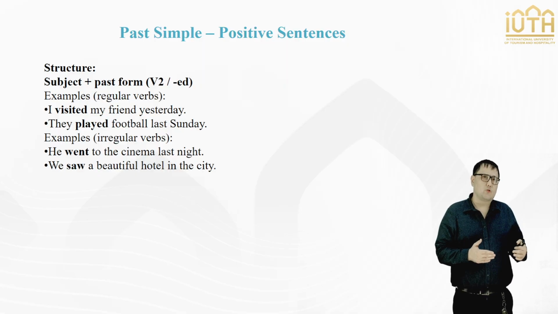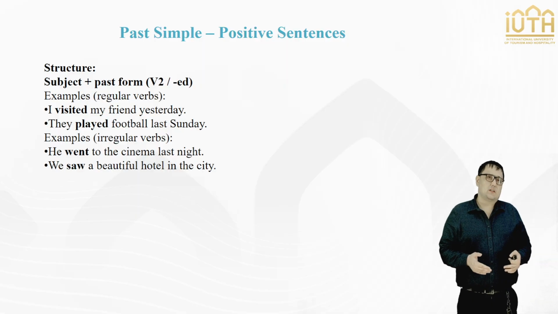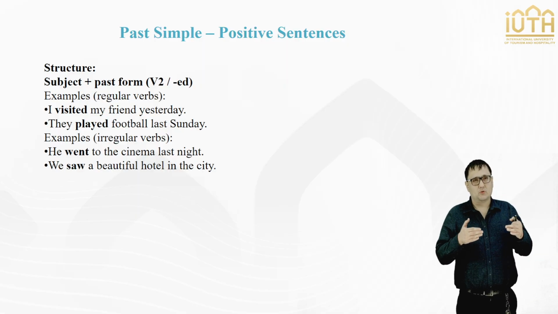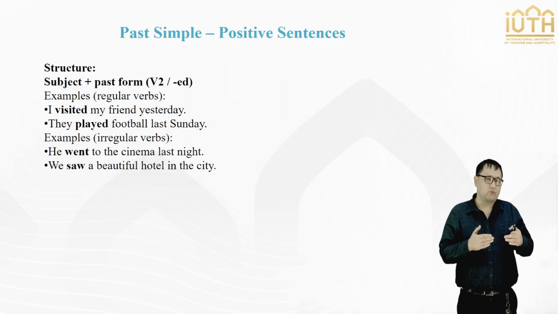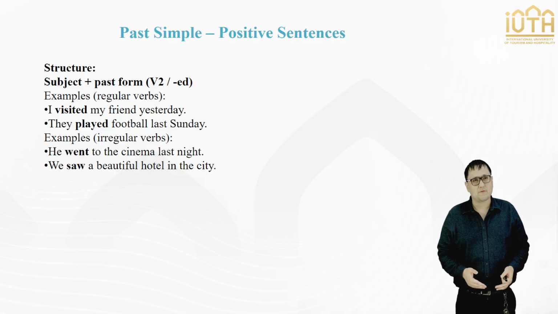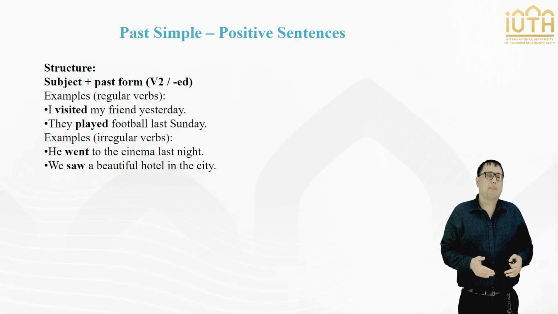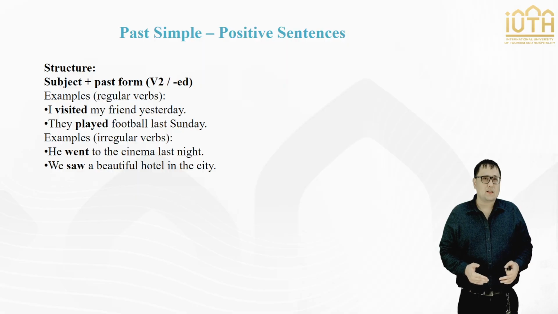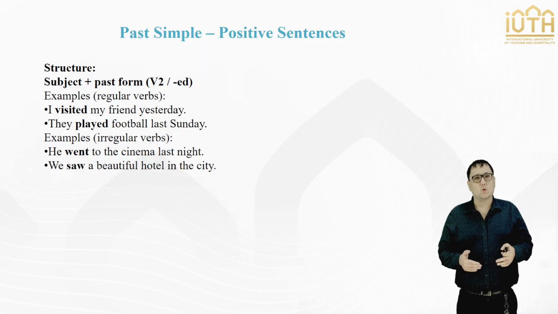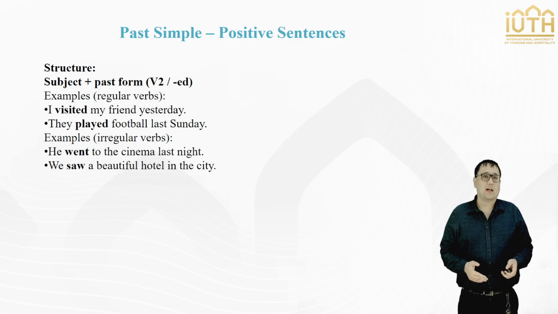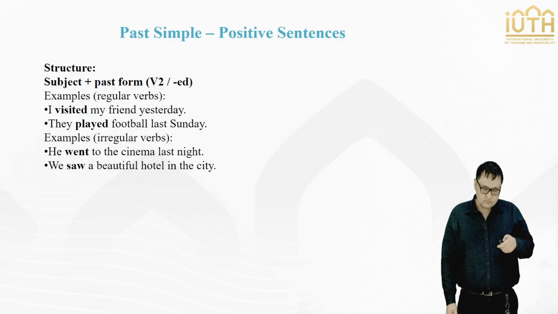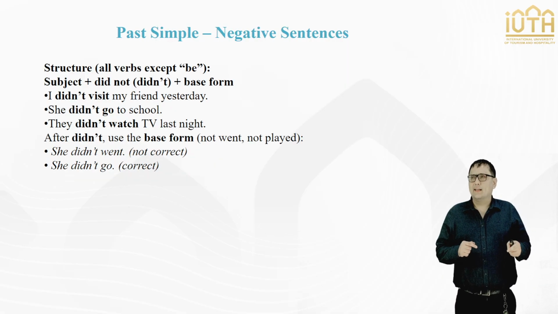The second form of a verb, if it's an irregular verb, you have to take that form from the list of irregular verbs, as in the case of write, wrote, swim, swam. If it's regular, you have to just add -ed or -d, as in the case of visit, visited, play, played. So next one, negative sentences.